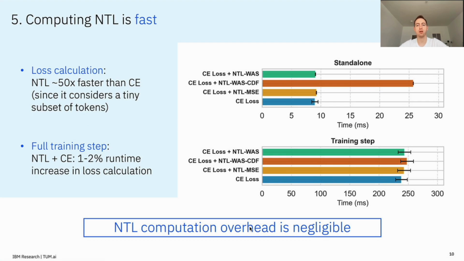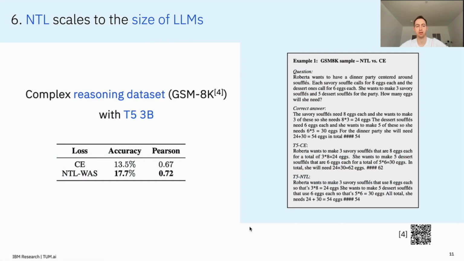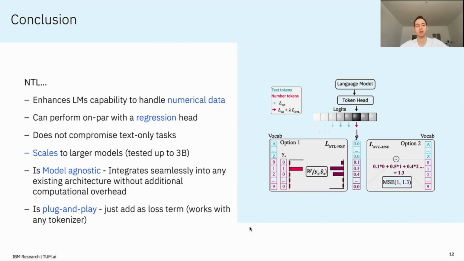Moreover, computing the number token loss is fast. Computing NTL is around 50 times faster than regular cross-entropy, because we only consider a very tiny subset of all tokens. Thus, compared to training with cross-entropy only, the time for a full training step only increases by 1 to 2% when also using NTL. Consequently, the NTL computation overhead is pretty much negligible.